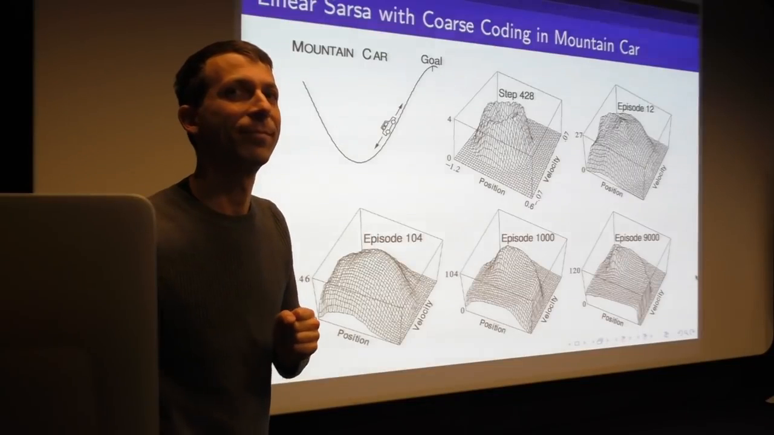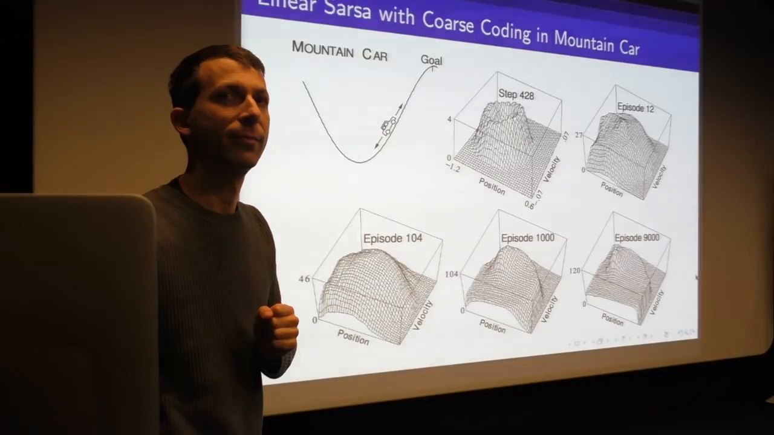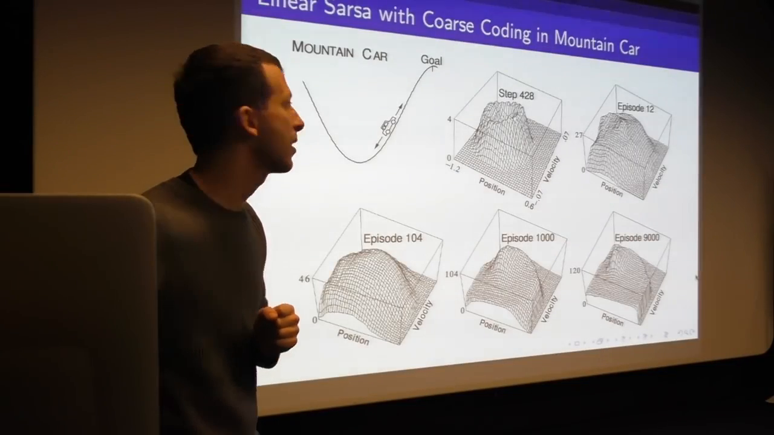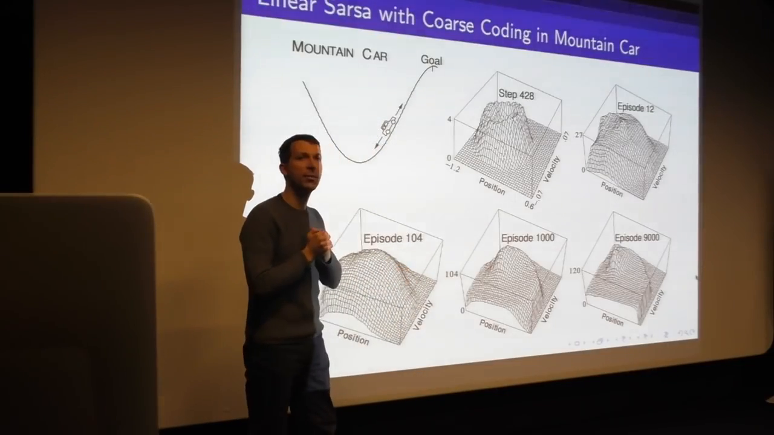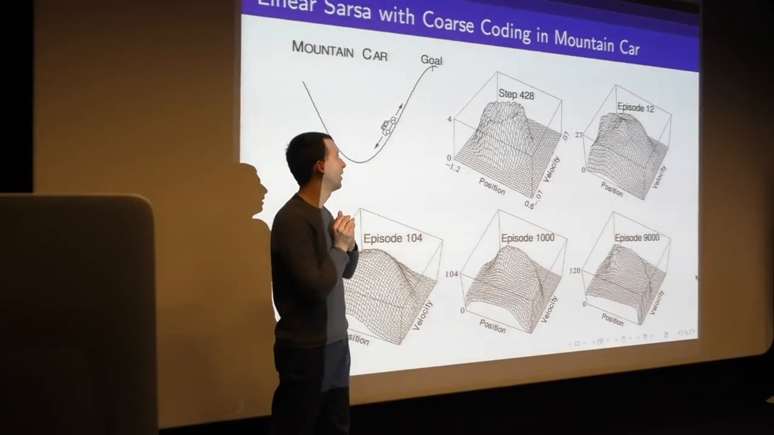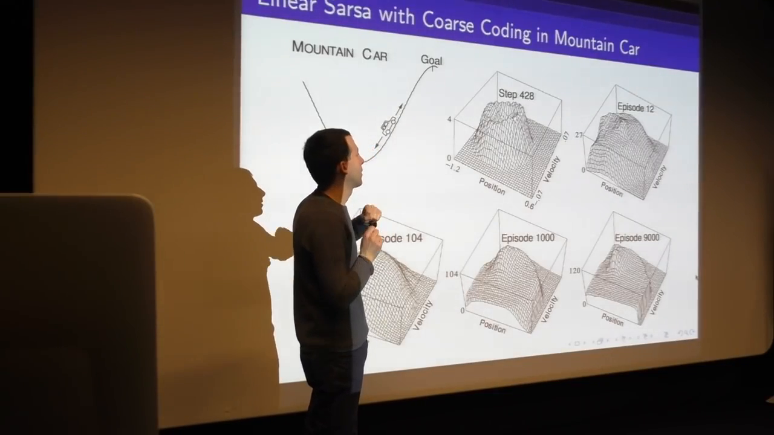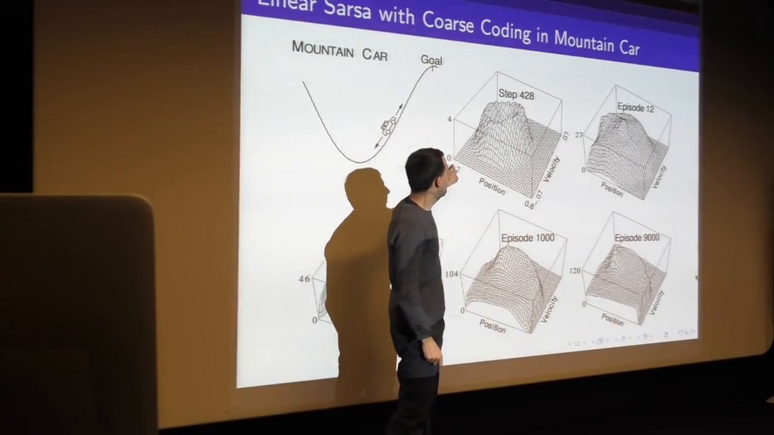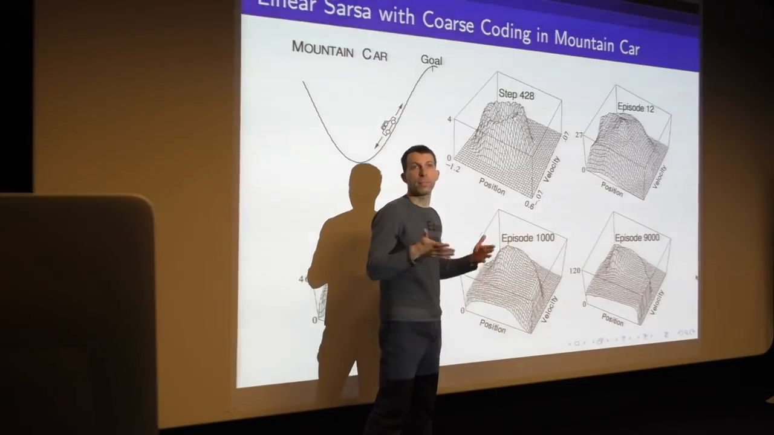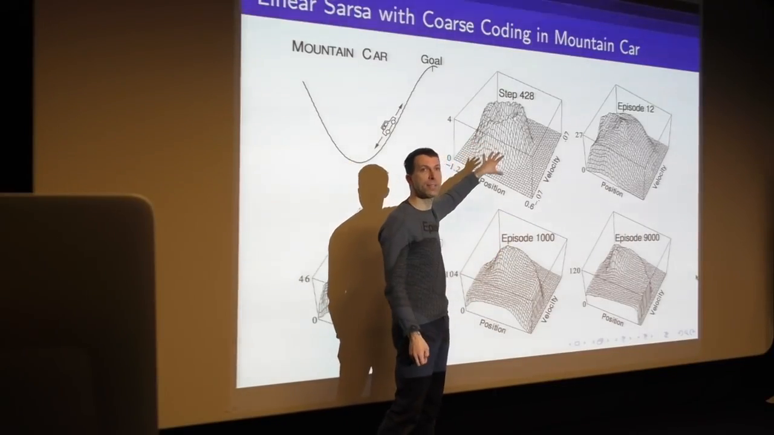Question: in that example, couldn't we use a different representation of the state space and get a function with a much simpler shape? So the question is, couldn't we use a different representation of state space to get a simpler shaped value function? That's a great question. I think the right way to think of this is to say that the state is what's given as part of the description of the MDP, and this is the true shape of the value function.